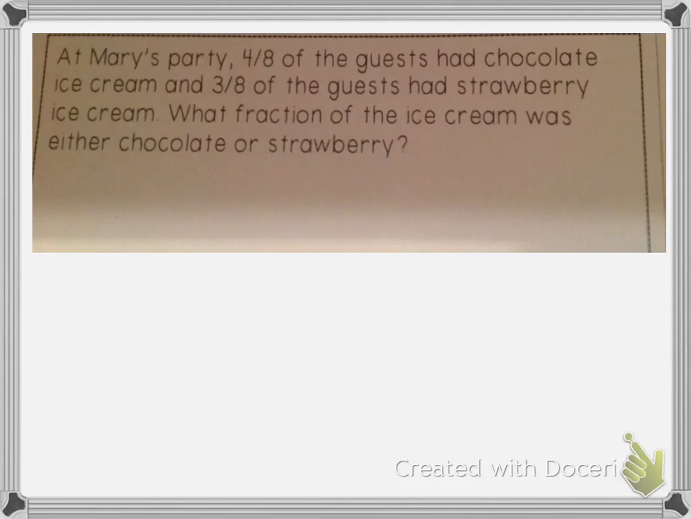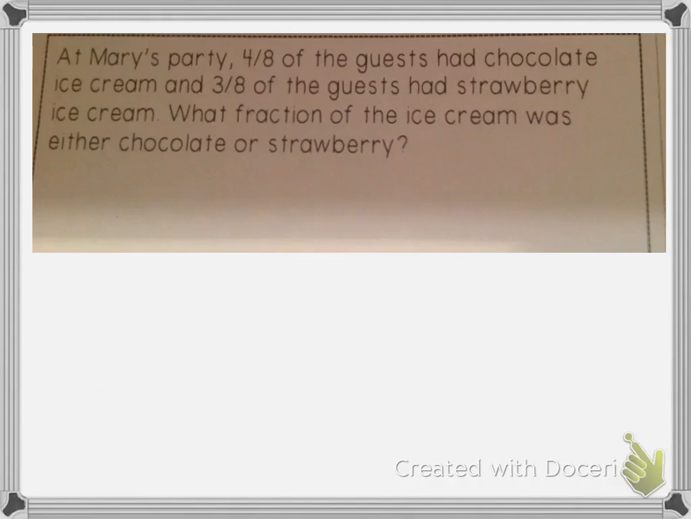So this first word problem says, at Mary's party, 4/8 of the guests had chocolate ice cream and 3/8 of the guests had strawberry ice cream. What fraction of the ice cream was either chocolate or strawberry? So there's a couple of problem-solving steps that you can use.